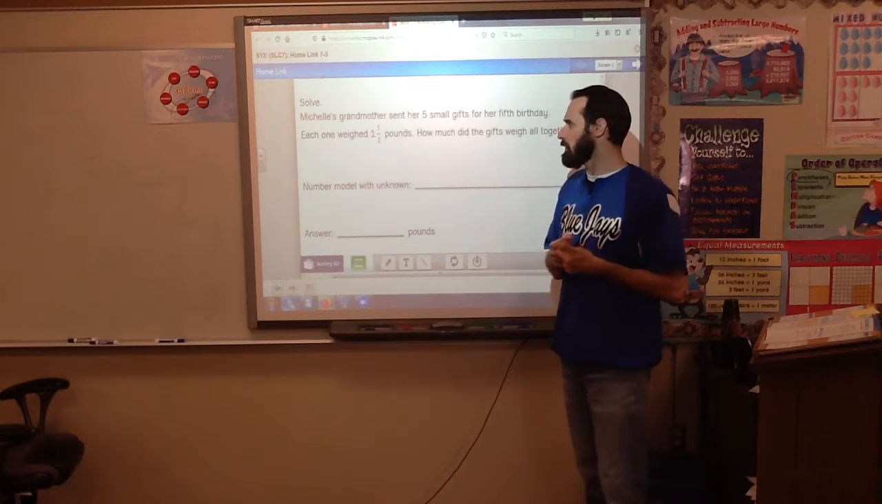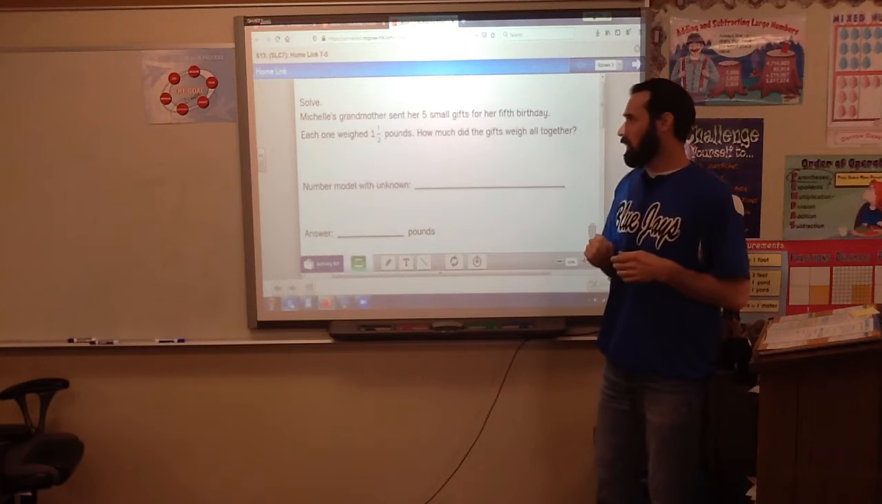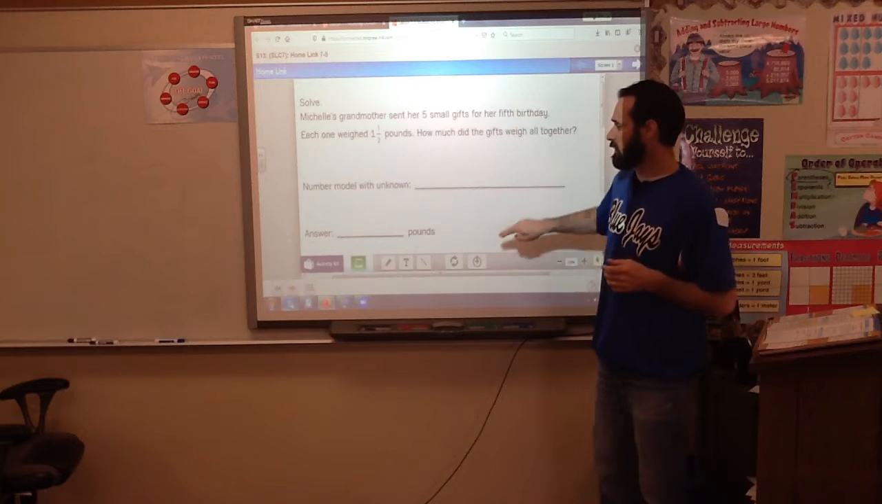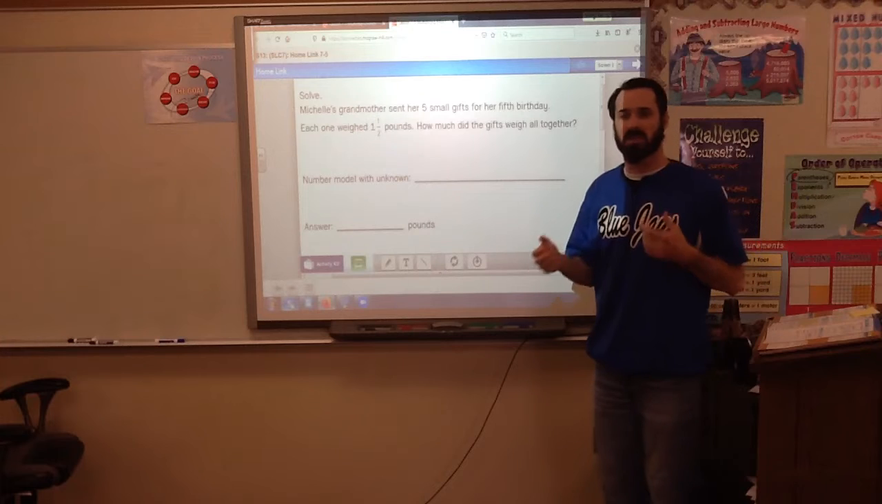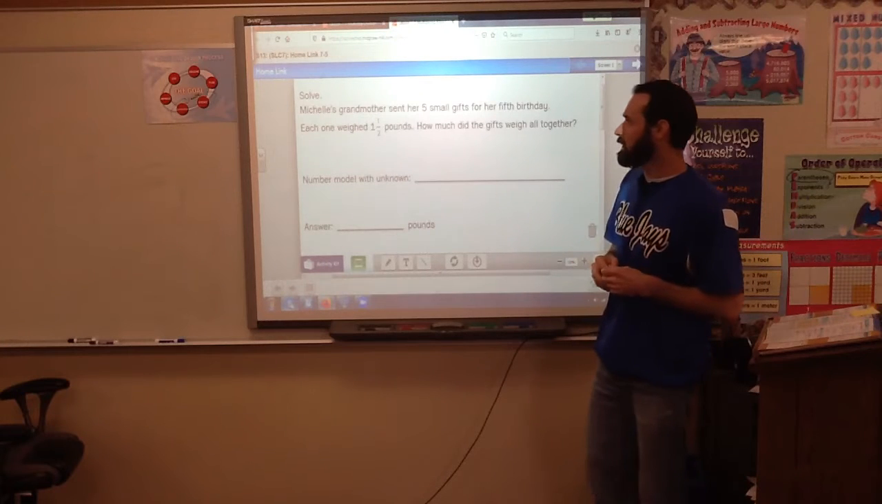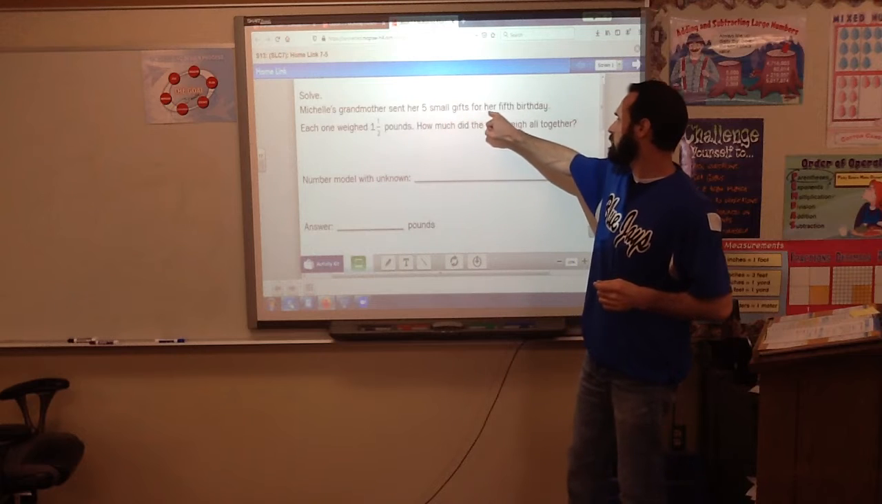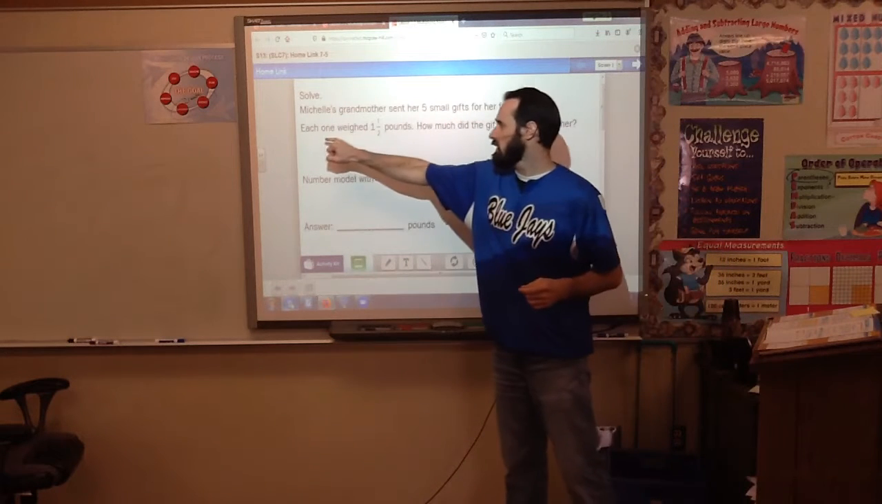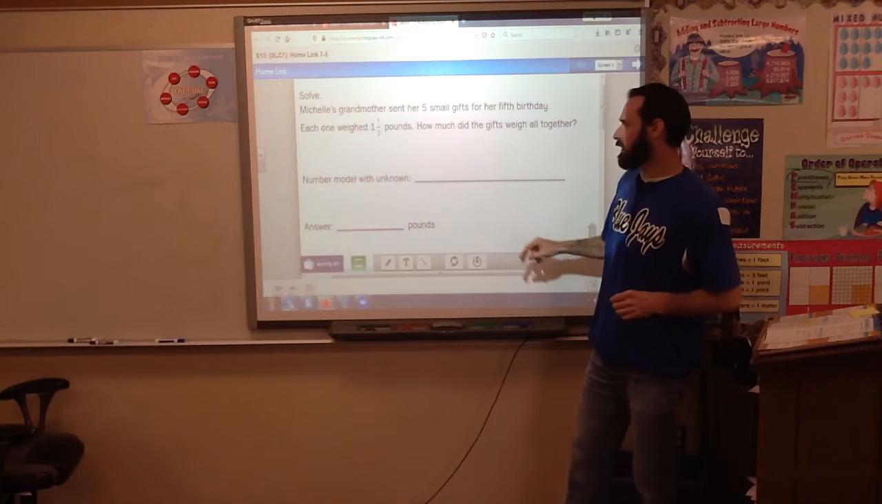This is the multiplying mixed numbers by a whole number. So there's 2 problems, I believe. And we will do one each of the 2 ways that I taught you. So this one says, Michelle's grandmother sent her 5 small gifts for her 5th birthday. Each one weighed 1 1/2 pounds. How much did the gifts weigh altogether?